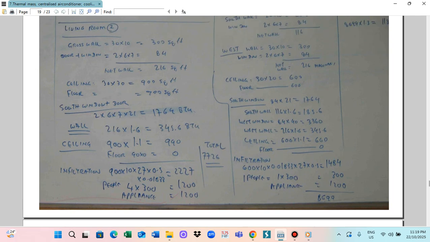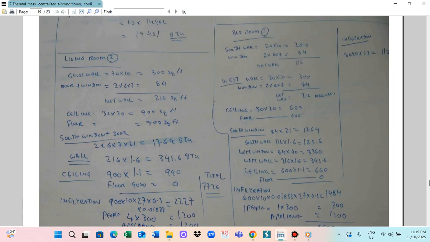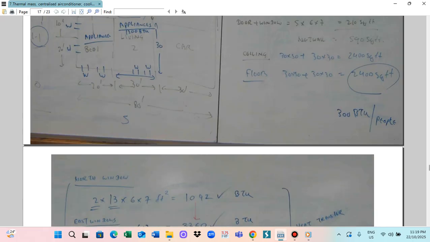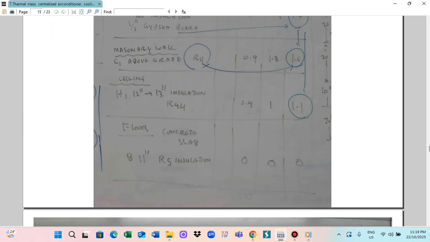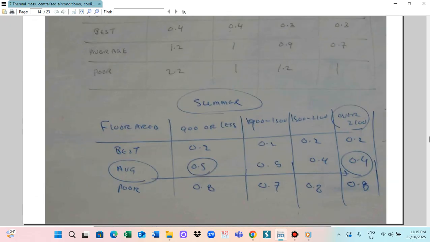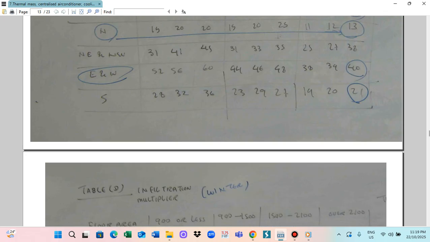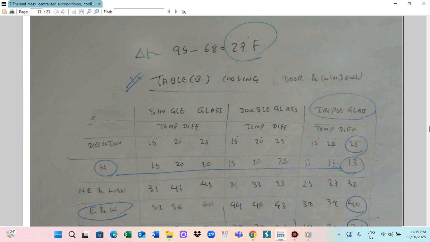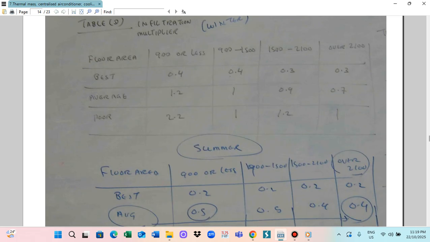So the floor area is 900. You see the table: infiltration tables are for 900 or less, so you have to take 0.5. You have to take the average of the winter saturation and summer saturation, so 0.5. Then the floor area is 900.